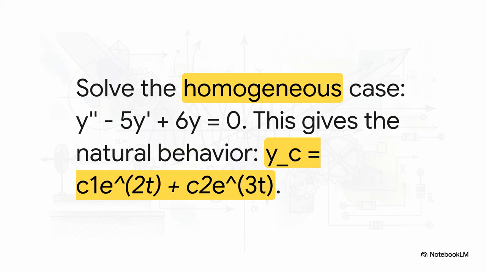To do this, we pretend the force isn't there, so we just set the right side to 0. This gives us the characteristic equation, r squared minus 5r plus 6 equals 0. A little quick factoring gives us (r minus 2)(r minus 3), which means our roots are 2 and 3. And just like that, we have our complementary solution. y_c equals c1 times e^(2t) plus c2 times e^(3t).